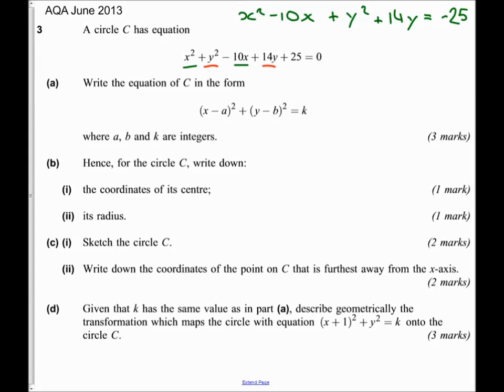Now I'm going to complete the square on just my x parts. So remember, when we complete the square, we halve the number in front of the x, and then we take away that number squared. And now I'm going to do the same on my y sections. So I'm going to halve the number in front of my y and take away that number squared.